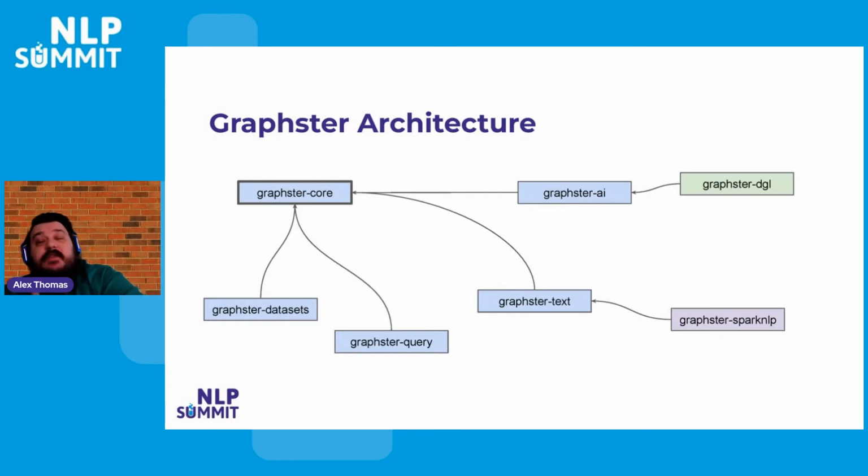Then we have the Graphster text module. This is more of an abstract module. We have these different interfaces, actually traits for doing Scala, and our reference implementation for these is Spark-NLP. Graphster AI is a similar thing to the one with text. This is for doing link prediction or other graph-based models, and the reference implementation there is DGL. Next slide.